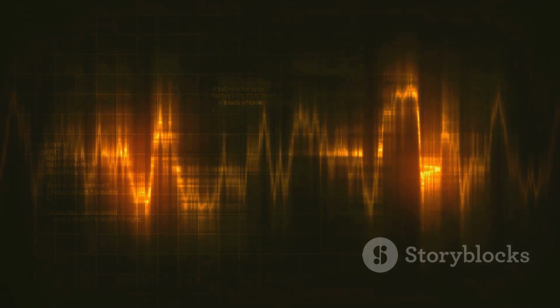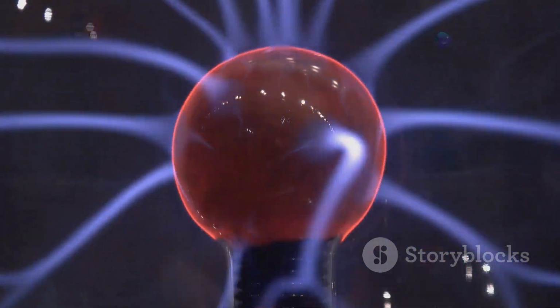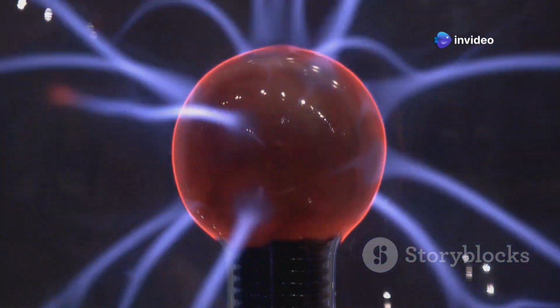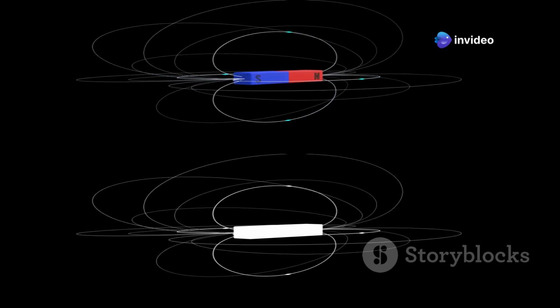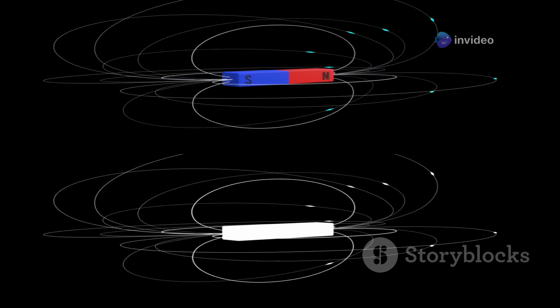Light waves are electromagnetic waves. They consist of oscillating electric and magnetic fields. These fields are perpendicular to each other and to the direction of wave propagation.